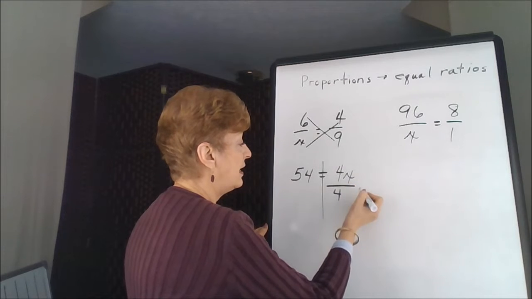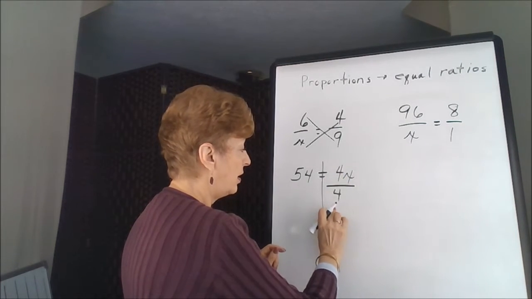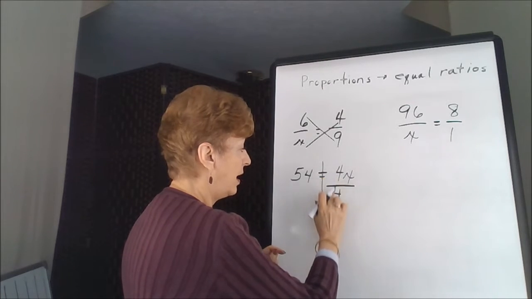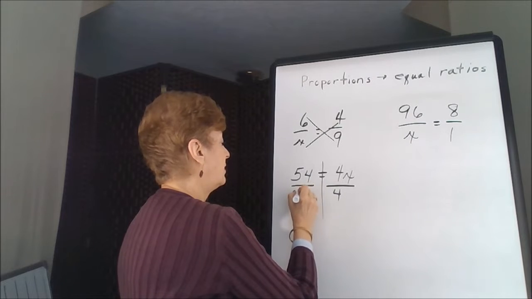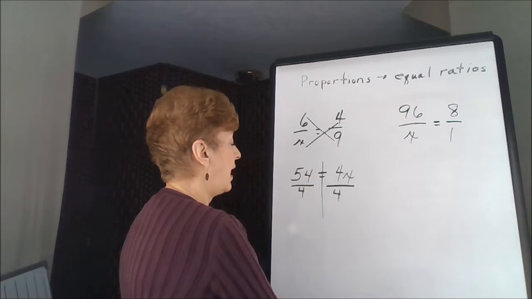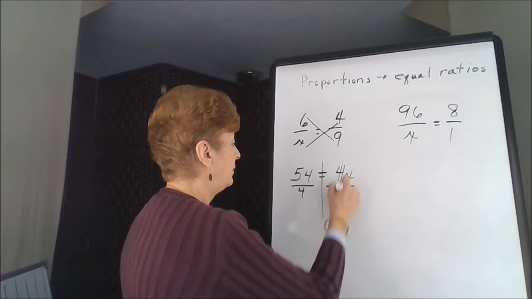Dividing is the opposite of multiplication, and my 4 is multiplied, so I'm dividing by the 4 to get rid of it. Over here, I have to just copy exactly what I did here, has to be copied.